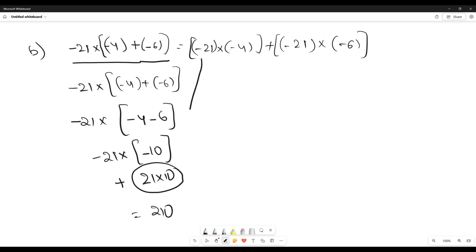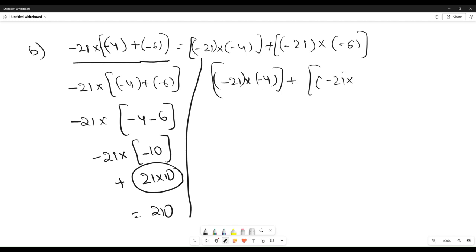Let's do the second part. Minus 21 into minus 4. This is the one bracket. And the second one, minus 21 into minus 6. First remove the brackets. Minus into minus plus, which is plus. 21 into 4 is 84. We remove the one bracket.